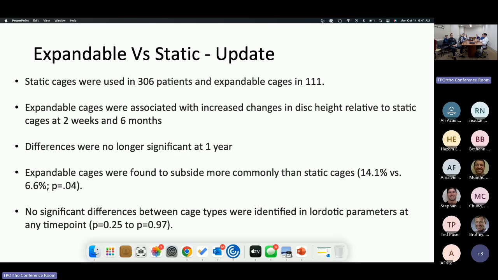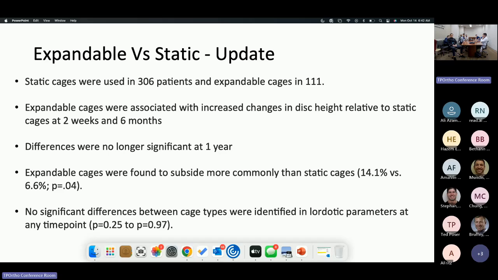And the expandable cages, as you might think, were associated with increased changes in disc height relative to the static cages in very short-term follow-up, so post-op and at 6 months. But by a year, those differences were no longer significant. And that largely resembles my experience with expandables, at least those static titanium ones. I think that if you had a more forgiving expandable cage, it probably wouldn't be this dramatic, but essentially it's not sustained increased disc height change. And then it didn't really change any of the lordotic parameters, which is sort of interesting as well.